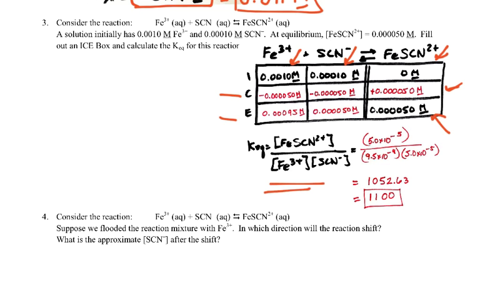Then here's our expression, FeSCN over Fe3 plus and SCN minus. We substitute in our values, and I get 1052.63, which I round off to 1100.